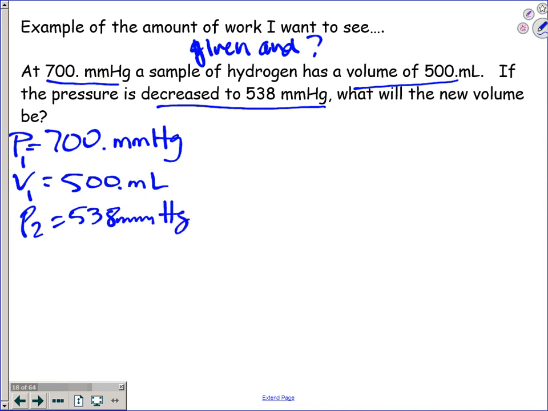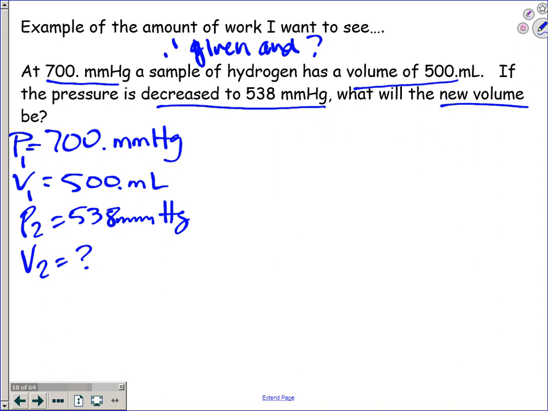And then what does it ask for? What's it ask for? V. That's for the new volume. So it's asking for V2. That's our question. So we wrote down our givens and we have our question.